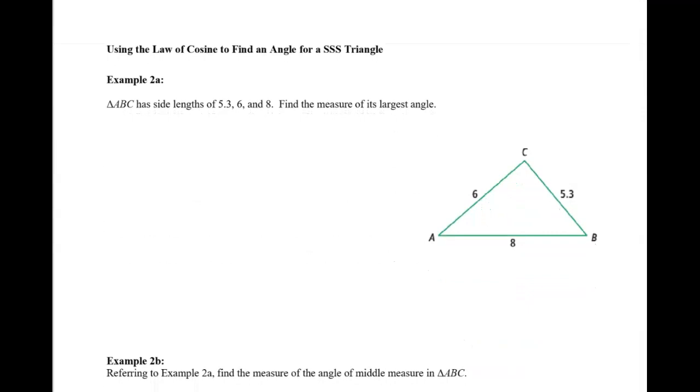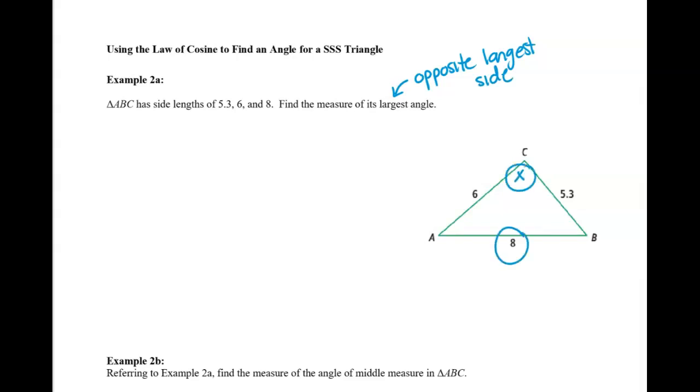Sometimes we're solving for the angle. The fact that it's an SSS triangle, if it helps you to keep that in mind, that's fine. But otherwise, we just start by setting it up the same way we did before. So we want to find the measure of the largest angle. Well, the largest angle is opposite the longest side. Since the longest side is 8, we're finding angle C.